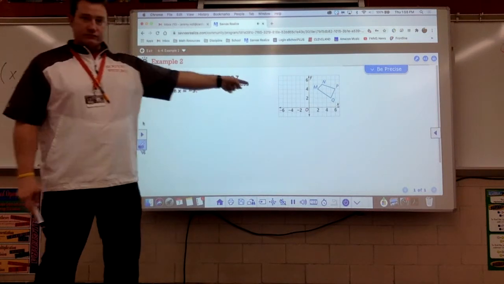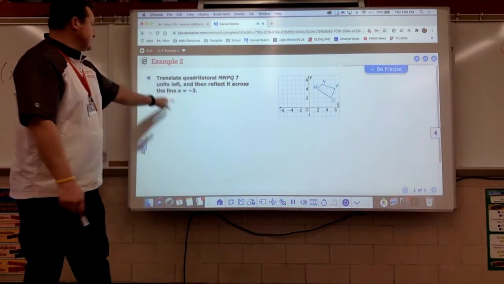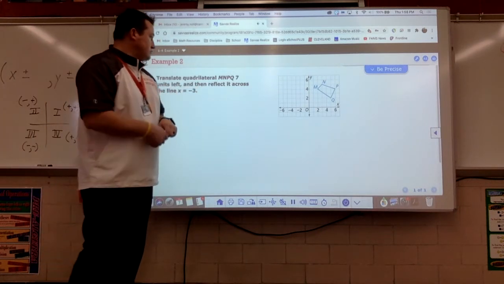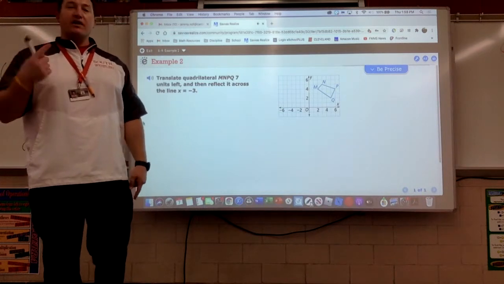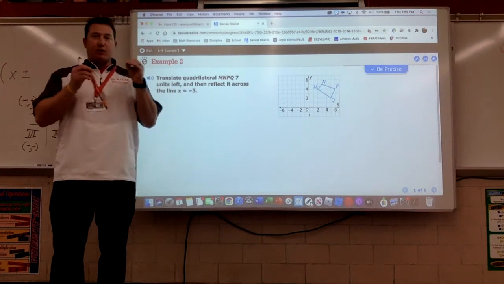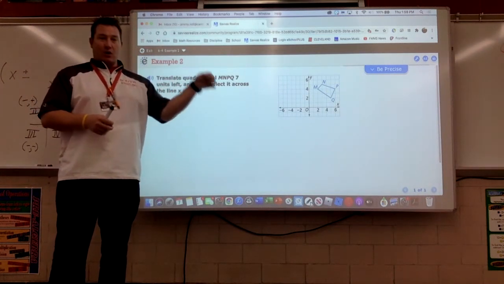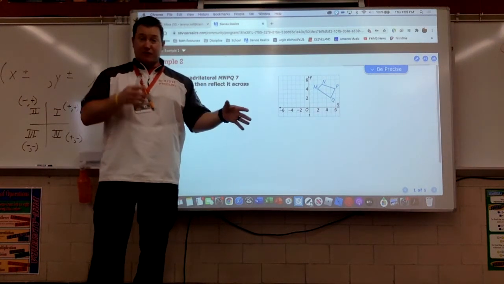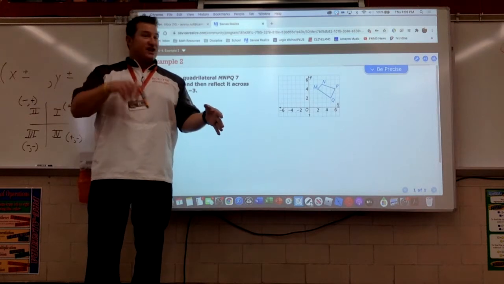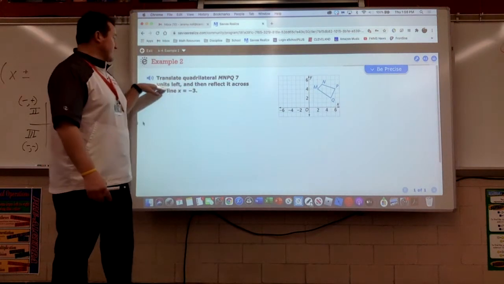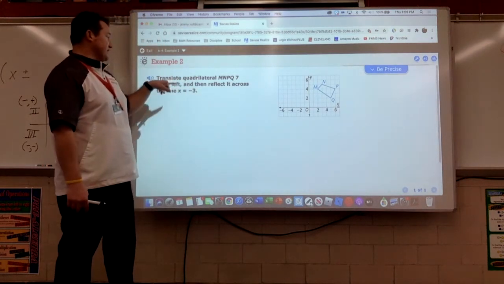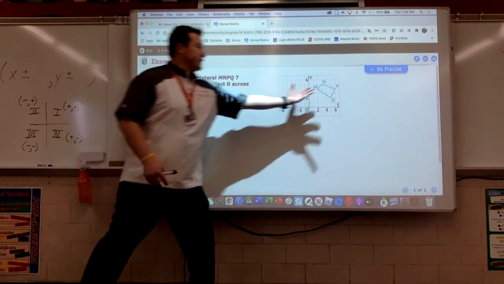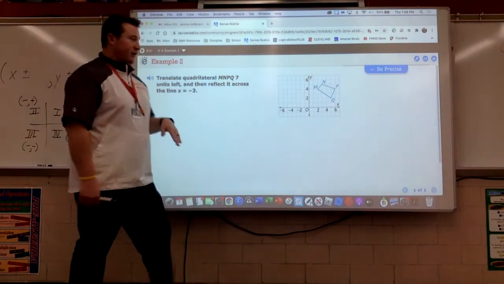Translate quadrilateral MNPQ, 7 units left, and then reflect it across the line x equals -3. So this is one of the things that we're going to have to do. Multiple motions. Do them in order. Sometimes you can still end up in the same spot if you do them out of order. Sometimes you won't, though. So we're just going to do them in order. So the first thing I want to do is this translation. We're going to go 7 left. Super easy. 7 left. Brings it over here.